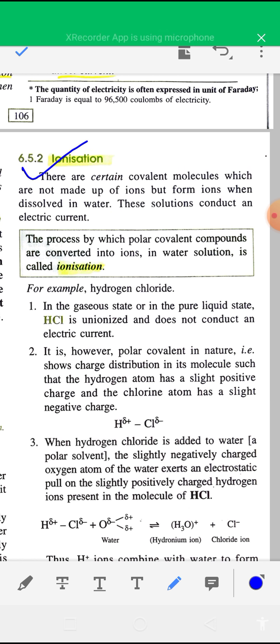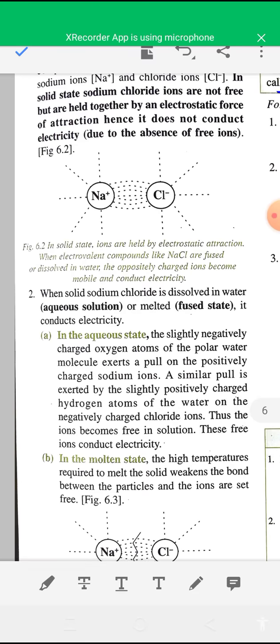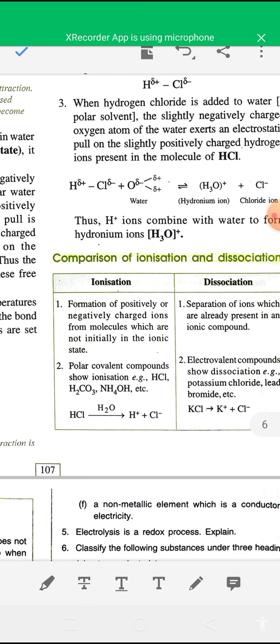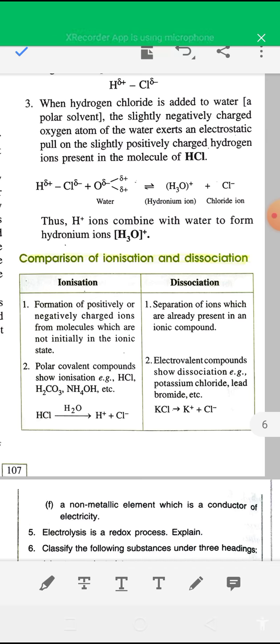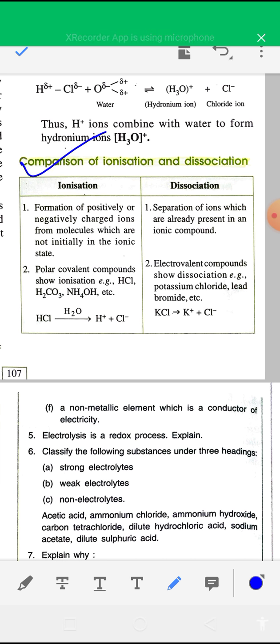Polar covalent compounds can also ionize into oppositely charged ions. The process by which polar covalent compounds are converted into ions in water solution is known as ionization. Actually both terms are almost the same. Ionization is used for polar covalent compounds and dissociation is used for ionic compounds. In both cases the compound is converted into oppositely charged ions.